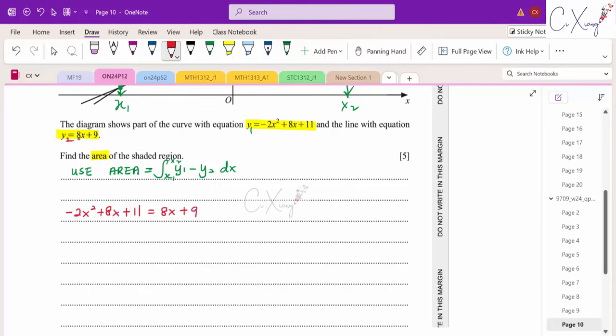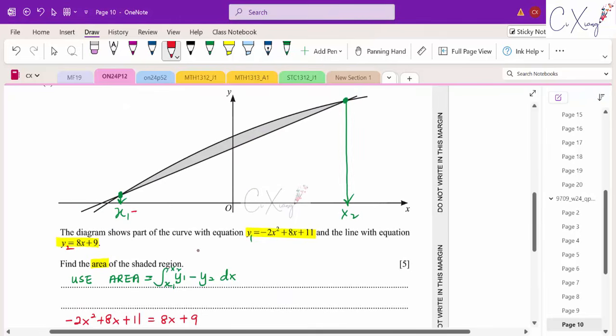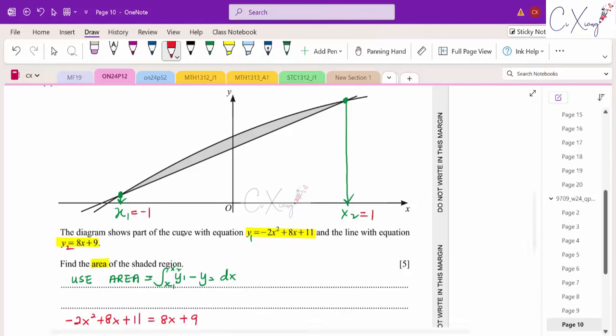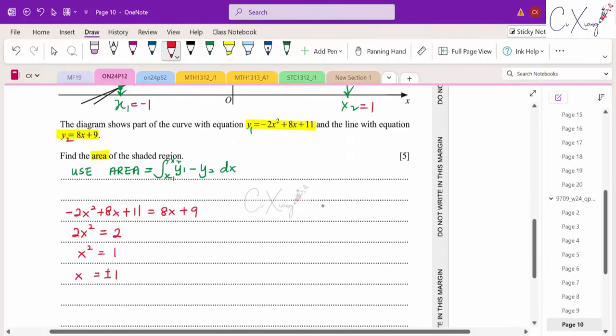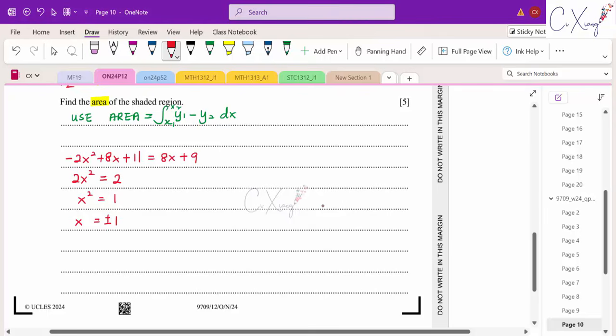Okay, so I try to simplify my answer here. I'll be having 2x squared equals to 2. Then x squared equals to 1. And therefore my x is equals to plus minus 1. So from here, you know that your x1 is equals to negative 1 and your x2 is 1. Okay? So after you find out the x coordinate for the intersection point, then you can start with the area.